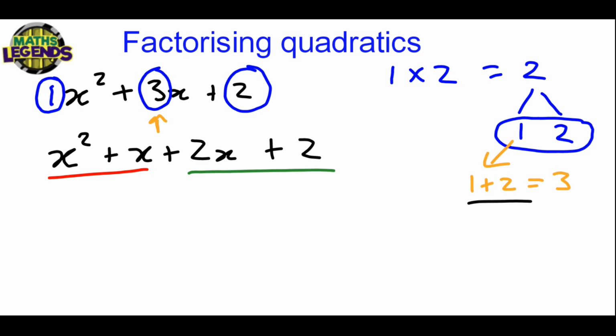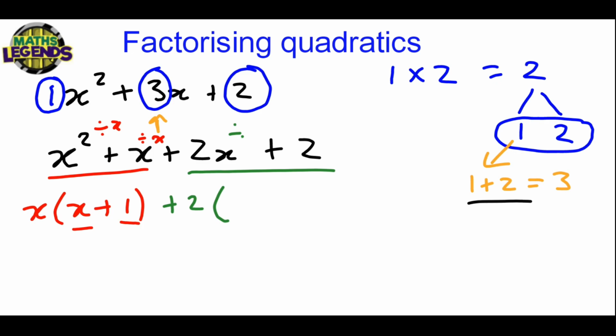So x squared plus x we can factorize as follows. So x bracket x plus 1. Now by taking x out as a factor, we effectively divided by x on both terms. So x squared divided by x gives you the x, and x divided by x gives you the 1. Now 2 is common in both, so we can take 2 out as a factor, and effectively we're dividing by 2 in both. So here 2x divided by 2 is just x, and 2 divided by 2 is 1.